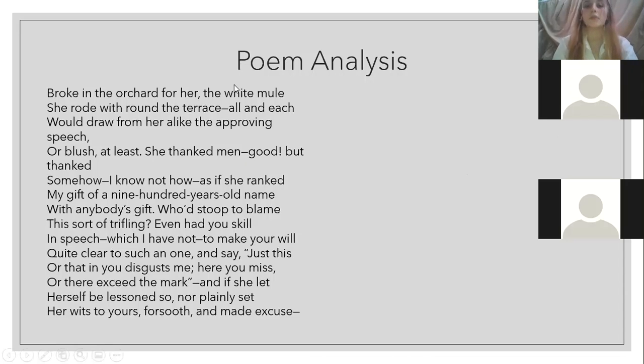Did you say what's a mule? A mule's, I think in this case, it's like a little donkey or a horse or something she could ride around a terrace. "All and each would draw from her alike." But how is that relevant? It's just creating imagery. It's an image of her riding around the terrace with some other man in the Duke's mind. And all and each would draw from her alike the approving speech, or blush at least.